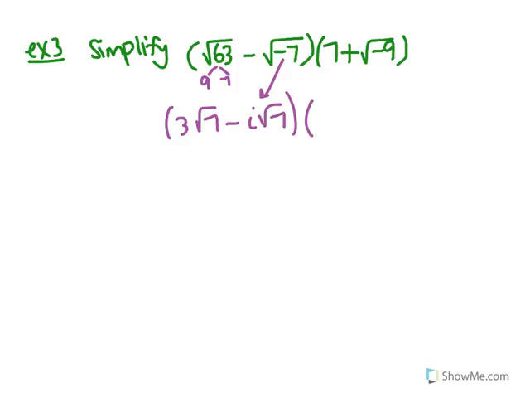And then I'll get 7 plus, and then the square root of negative 9. Well, square root of 9 is 3, but because it's negative, it's imaginary. So I'm actually FOILing this out. So I'm going to go ahead and distribute this out.